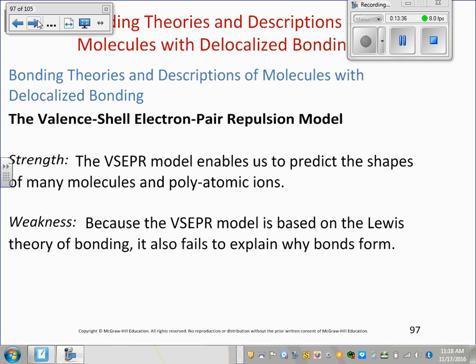So the valence shell electron pair repulsion model, VSEPR, what is that good for? We can predict the shapes. We did a lot of that, predicting the shapes of molecules and polyatomic ions. But it's based on Lewis structures, so it has the same weaknesses. It doesn't tell us why bonds form.